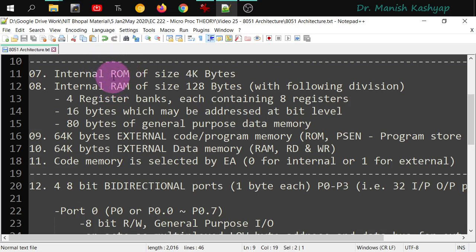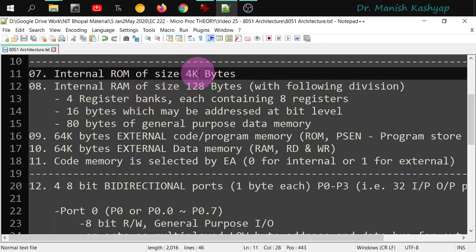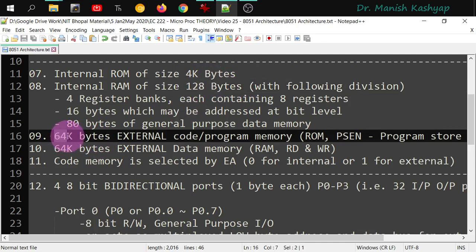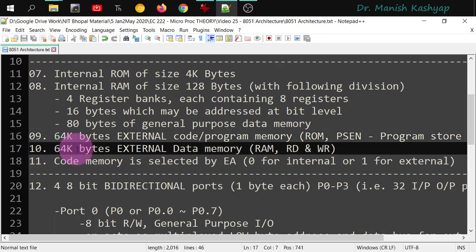So this is about the internal memory, and you can see that this 4K byte and 128 byte is very less for RAM and ROM. So there is a capability of extending it to 64 kilobytes. 64 kilobytes of additional external code or program memory, which is also called ROM, can be connected. And similarly, 64 kilobytes of additional external data memory or RAM can be connected, right? So internal memory is already there, but this part is optional. External memory can be connected, or it cannot be connected.